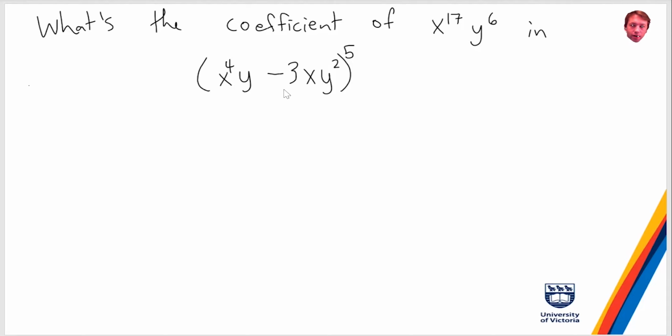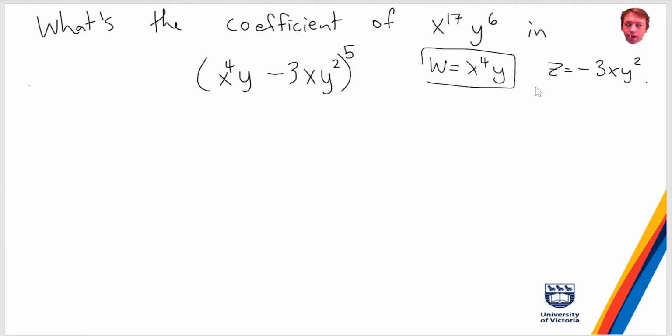Let me go through another example, which I won't put as a poll this time. What is the coefficient of x to the 17, y to the 6 in this slightly nasty thing: (x to the 4 y minus 3x y squared) to the 5? Let's do a substitution. That's actually a pretty useful trick in all of these things. Let's suppose I let w be x to the 4 y, and I let z equal negative 3x y squared. This is just to make my life a little bit simpler in the beginning, and then we can resubstitute these things back later.